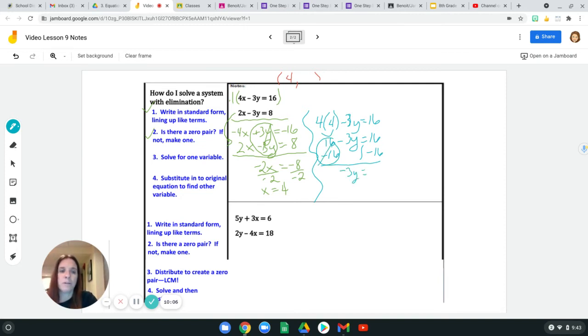Negative 3y equals positive 16 and negative 16. We have a 0 pair on the right, too. That's all right. Put that 0. Okay, don't lose the fact that you still have an equation. Something can equal 0, right? We divide by the coefficient of negative 3. Y is going to be 0.